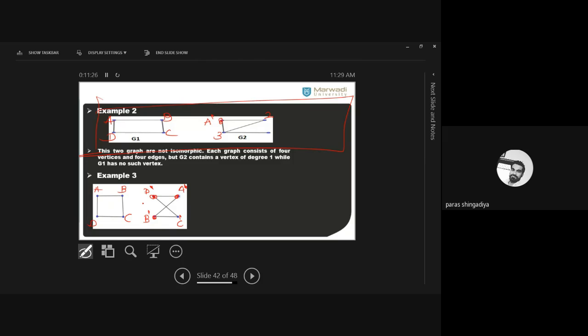Clear? There is an edge between A and B. So here there is also an edge between A dash and B dash. There is an edge between C and D. There is also an edge between C dash and D dash. Okay. There is an edge between A and D. There is also an edge between A dash and D dash, and similarly BC, CD, and so on. Clear? So they are isomorphic graphs.